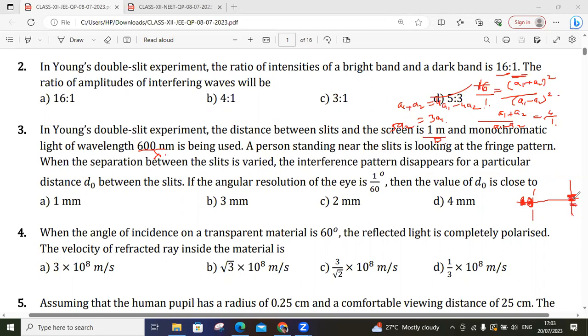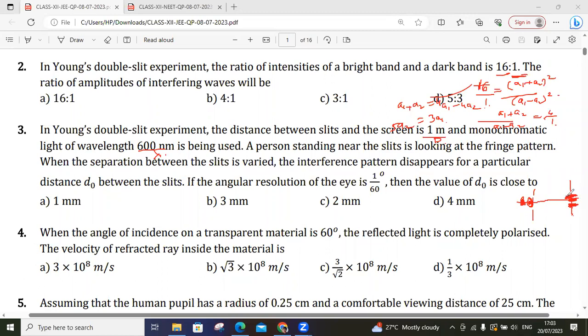But he is told that it is not visible. It is not visible only. And so when will this happen? When this is the central bright fringe, है ना? And this is a dark fringe. This is also a dark fringe.